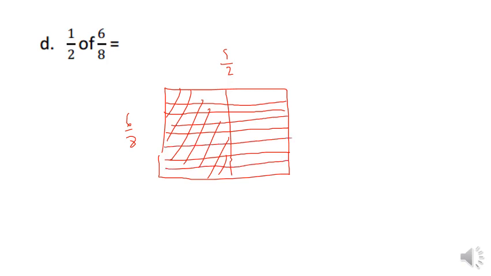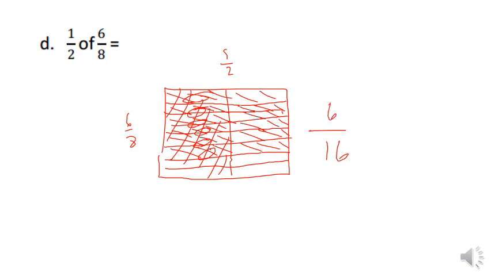Now it says there's 6 of them, so I'm going to go, here's 1, 2, 3, 4, 5, and 6. And you can see this is a 2 by 8, so I know my new denominator is 16, and we have 1, 2, 3, 4, 5, 6 of them that were shaded by both fractions. So it'll be 6/16. So we have 1/2 times 6/8, which equals 6/16.